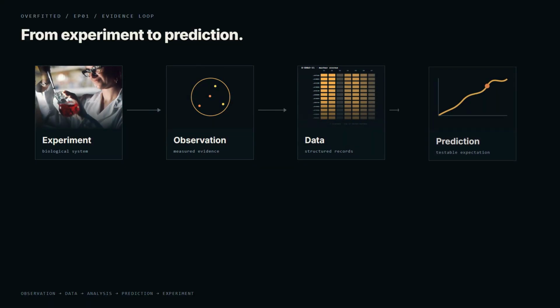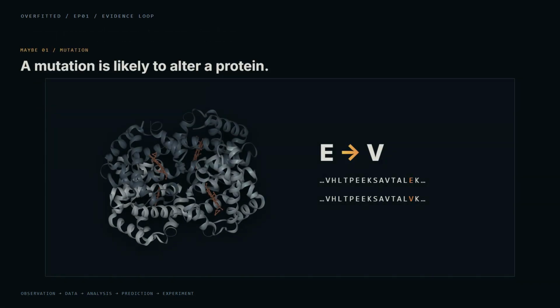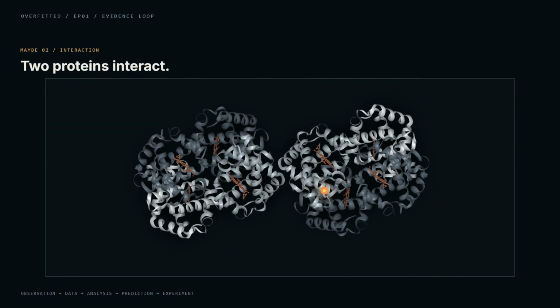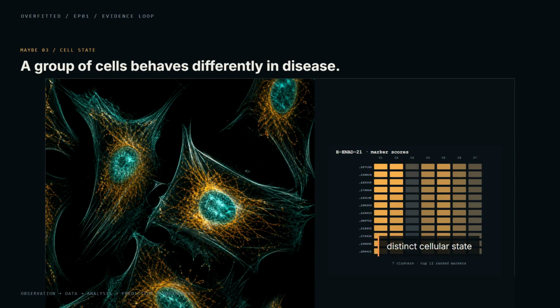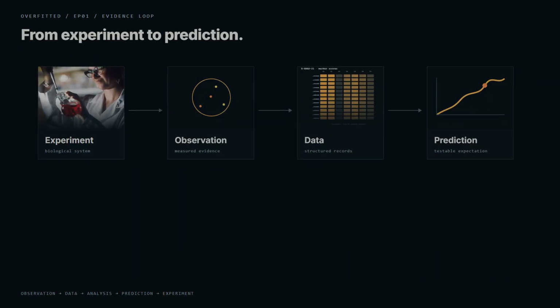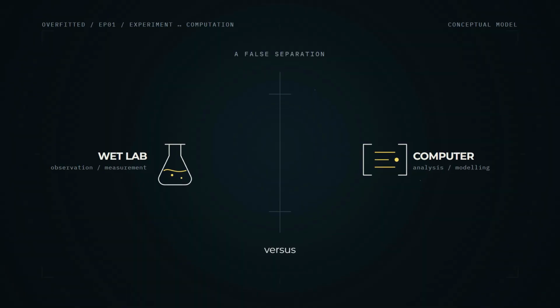Experiments give us observations about biological systems. Those observations become data. We analyze the data, compare it, model it, and make predictions. Maybe a mutation is likely to alter a protein. Maybe 2 proteins interact. Maybe a group of cells behaves differently in disease. Maybe a new protein sequence is worth testing. And those predictions can lead back to experiments.